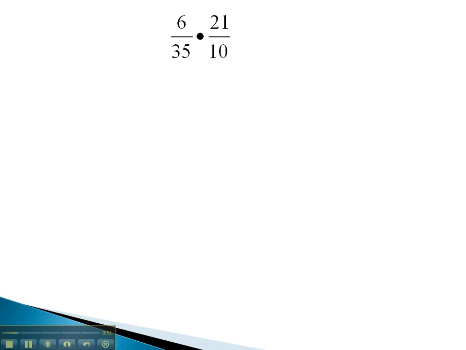In this problem, we would want to reduce first. Notice 6 and 10 have a common factor. Let's rewrite the problem showing these common factors. 6 and 10 are both divisible by 2 because 6 is 2 times 3 and 10 is 2 times 5.